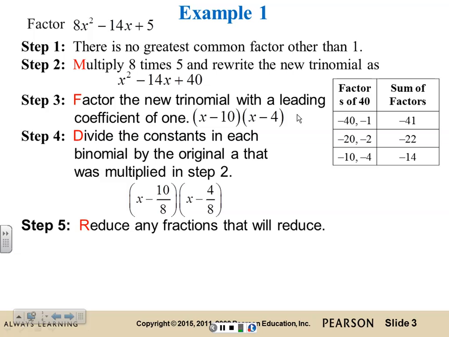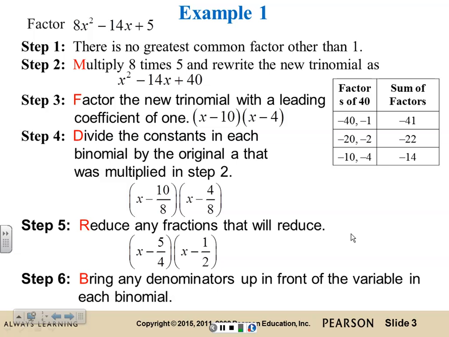Step number 5, reduce any fractions that will reduce. Well, 10 and 8 are divisible by 2, and 4 and 8 are divisible by 4. So we can reduce both of those. If we reduce 10 and 8 by 2, we get 5/4. And if we reduce 4 and 8 by 4, we get 1/2. And then the name comes from bring the bottom up. If we have denominators, we're going to bring the denominator up to the front, and bring the denominator up to the front. So our end result is going to be 4x minus 5 times 2x minus 1.